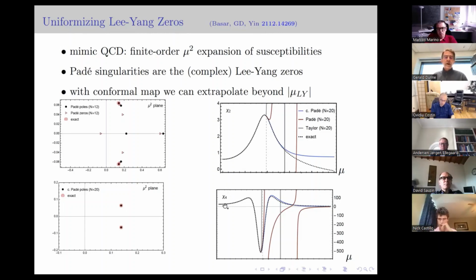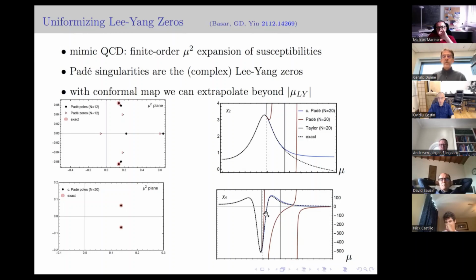If you apply it to chi4, which is called the kurtosis, which is a physically relevant susceptibility, then again we see the exact is this dashed line. The truncated expansion is completely hopeless at describing this turnover and this turnover. And the Padé approximation does reasonably well at getting this turnover, but cannot access this behavior here.